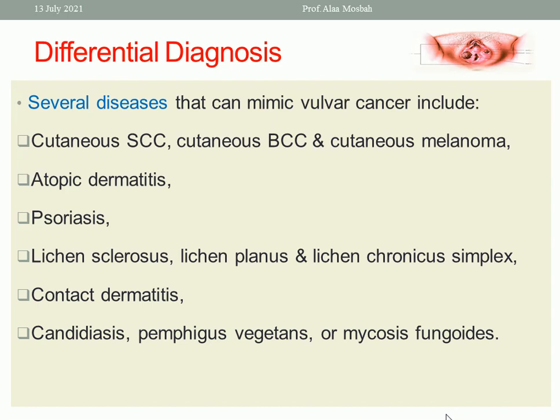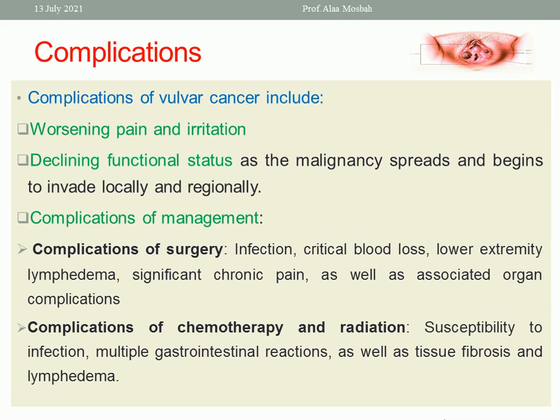vulval lesions. The complications include either worsening of the complaint of the patient, which may be pain or irritation becoming worse with time, or a decline in the functional status as the malignancy spreads and begins to invade locally and regionally in the vagina, urethra, anal canal, or anal orifice, and so on, causing complications. Or the complication may be related to the management, like surgery.